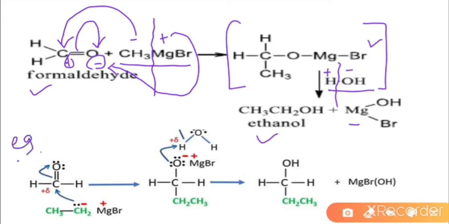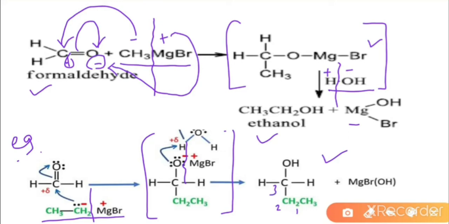Another example: when formaldehyde is treated with ethyl magnesium bromide, it gives the corresponding organometallic complex, and on hydrolysis it gives primary alcohol, propan-1-ol or 1-hydroxypropane or n-propyl alcohol.